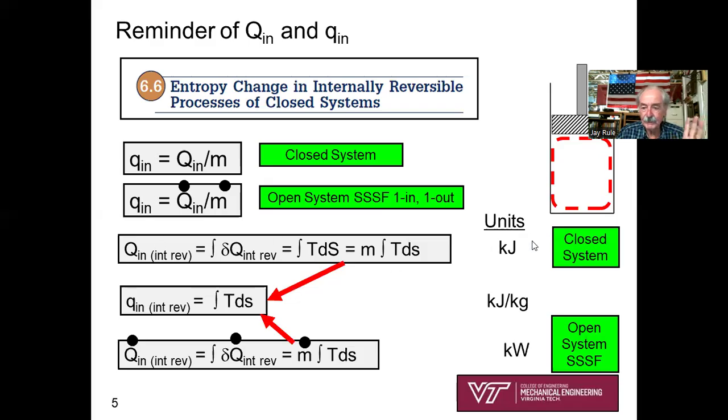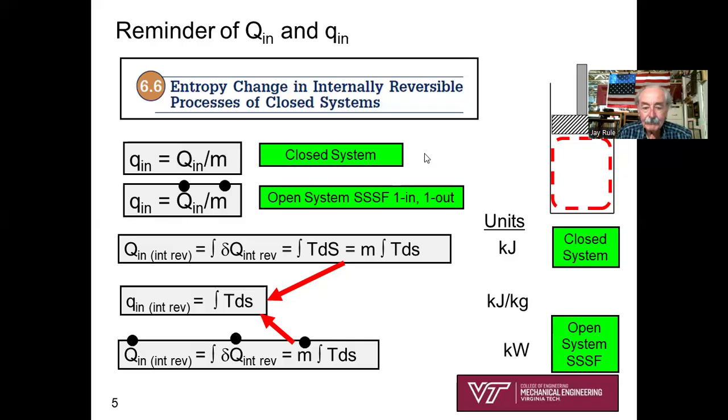So recognize that what I just showed is capital Q in on a T-little-s diagram. Capital Q in is going to be the mass times the integral of T d little s. That's a point I'm trying to make here. If you've got a T versus little s diagram, you're going to need to know the mass. But also recognize that little q in is defined for a closed system as Q over m.